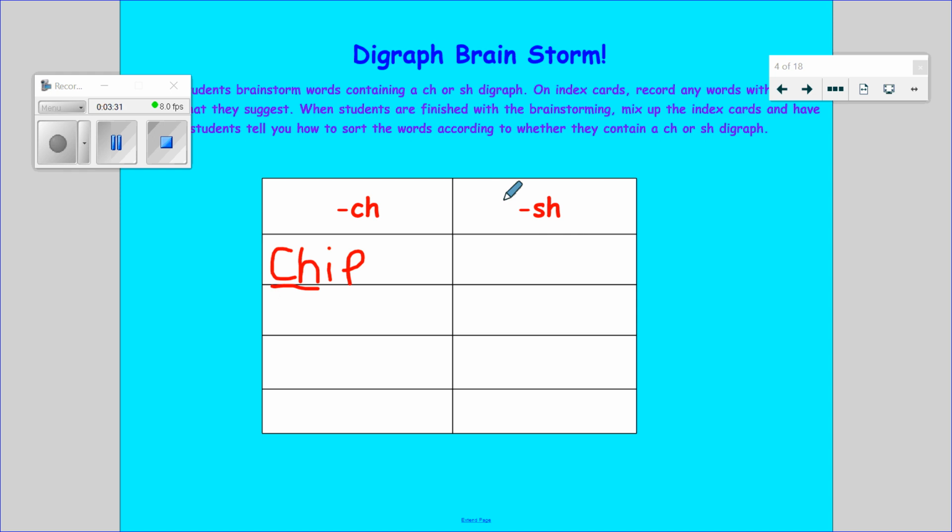Let's look at sh. I want to say lash. Lash. Sh is at the end of the word. So that's a final blend in the word lash. I want you guys to come up with 3 more words for each of these. Remember, the ch and the sh can either come at the beginning or the end of the word.